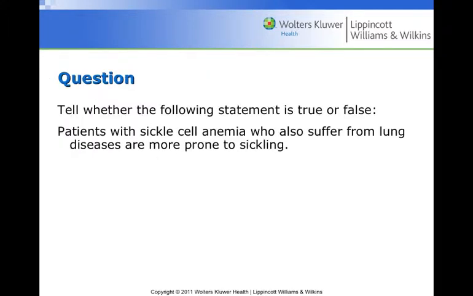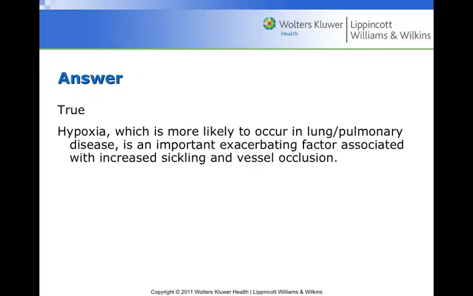So tell whether the following statement is true or false. Patients with sickle cell anemia who also suffer from lung disease are more prone to sickling. So what did we see before? We said hypoxia, lowered oxygen, results in this, and so, true. Hypoxia, more likely to occur in lung or pulmonary disease, is an important exacerbating factor, meaning it makes things worse, associated with increased sickling and vessel occlusion.